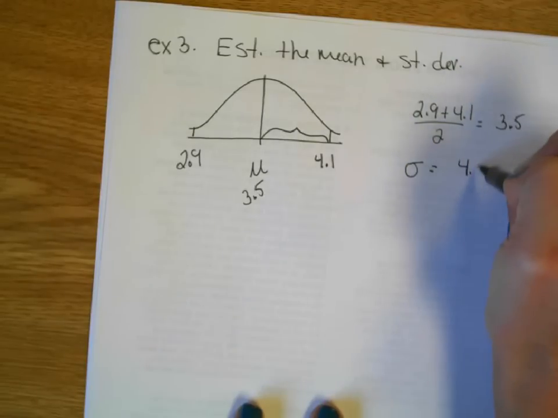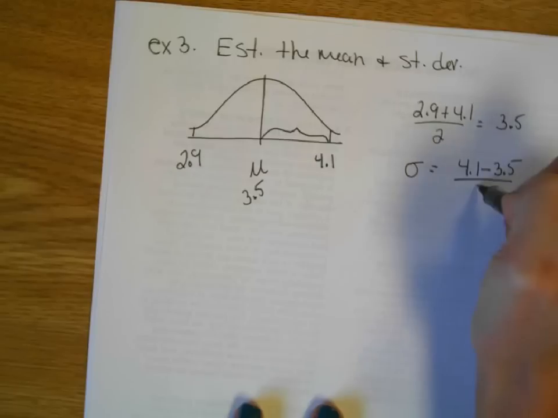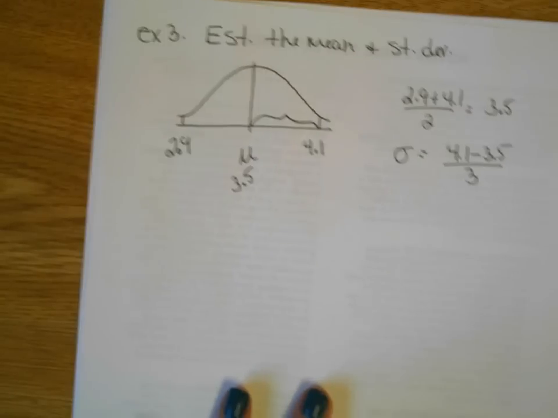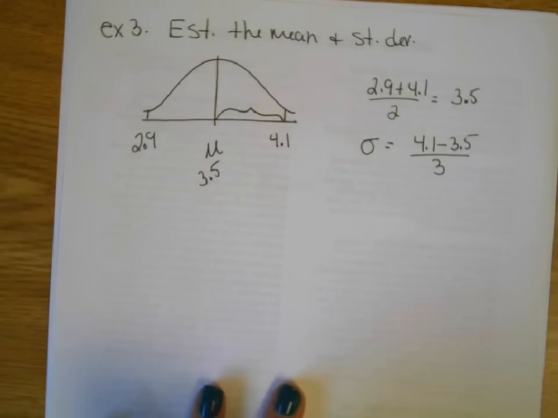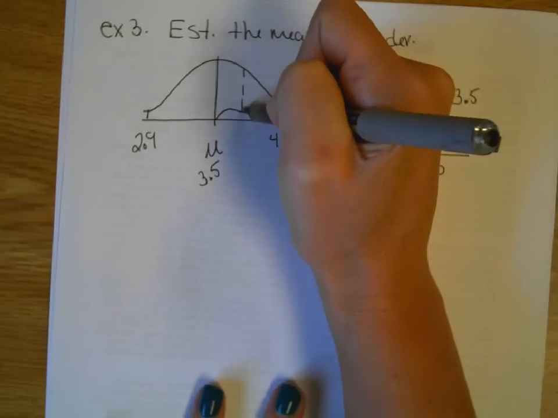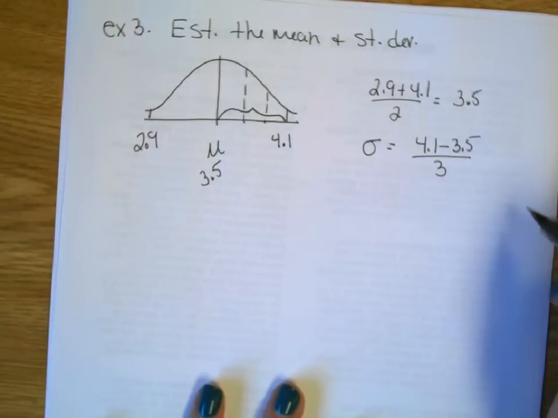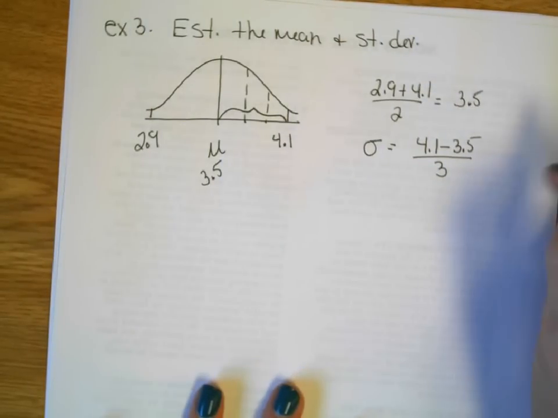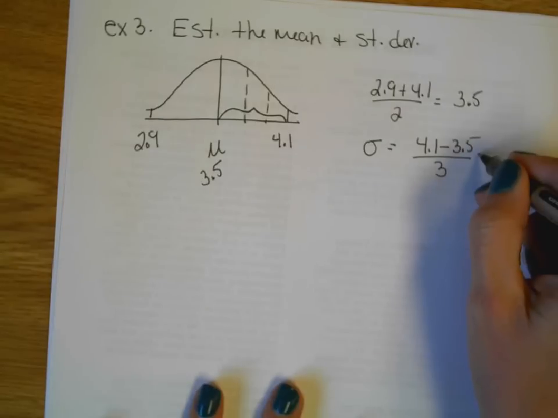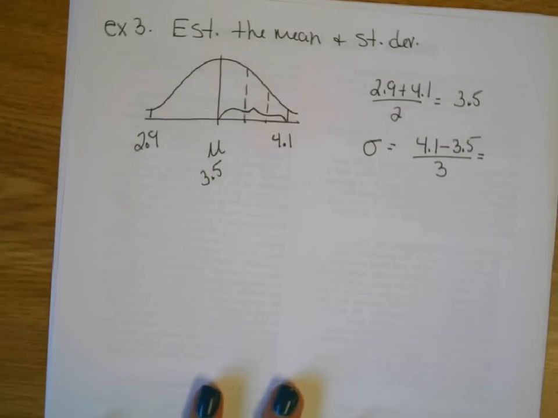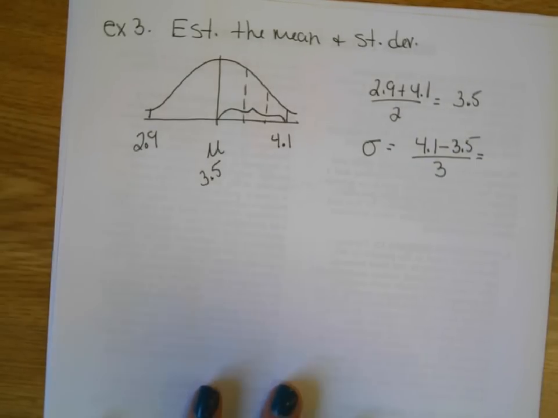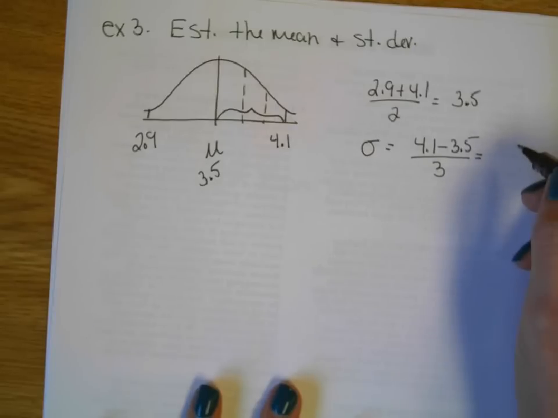4.1 minus 3.5. Then divide that into 3 chunks. And then we'll see if it works. 4.1 minus 3.5 divided by 3. Anybody? What you got? 0.2. And let's see if it works.